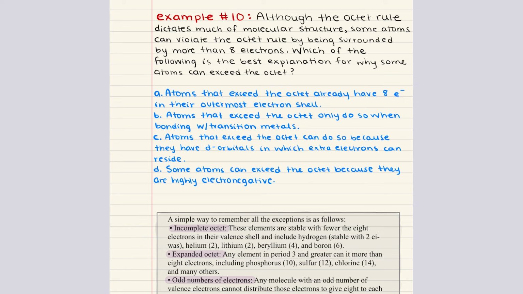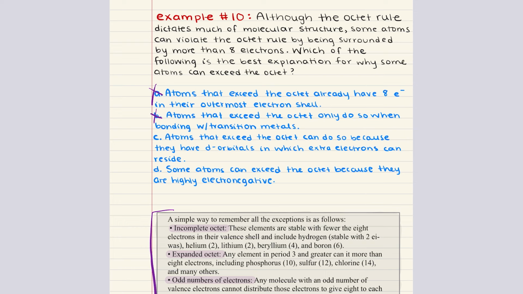B says atoms that exceed the octet only do so when bonding with transition metals. Now, the statement isn't entirely accurate. While transition metals themselves often have more than 8 electrons due to their d orbitals, non-transition elements like sulfur, phosphorus, and chlorine can also exceed the octet rule without bonding to transition metals. We've discussed this already in this video and in the lecture video when we went over some of the exception rules for the octet principle. So B is not correct.